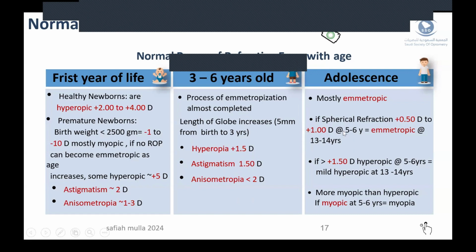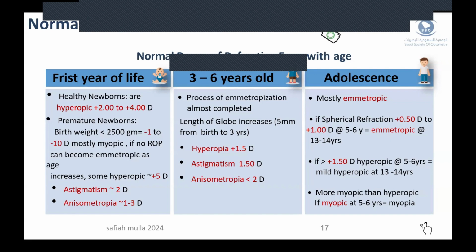After 6 years of age, it's mostly emmetropic, so they're supposed to be reaching the normal situation of the eye. However, if spherical refraction of plus 0.5 or 1 diopter around 5 to 6 years is still there, that means they're going to be emmetropes in the teenage years. If there is more than 1.5 diopters, they're going to be hyperopes, and if they have myopia around 5 to 6 years, then they're going to shift to more myopia after that age.